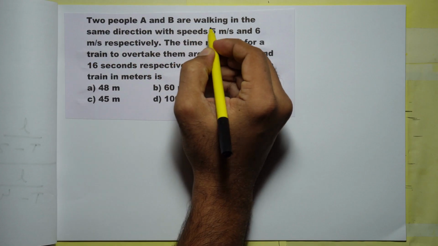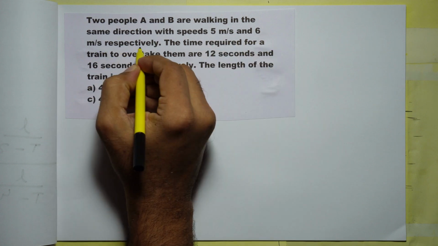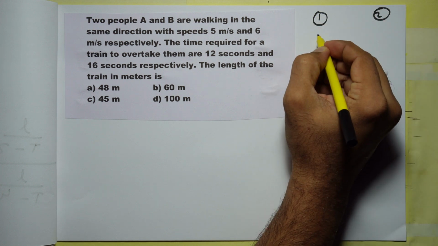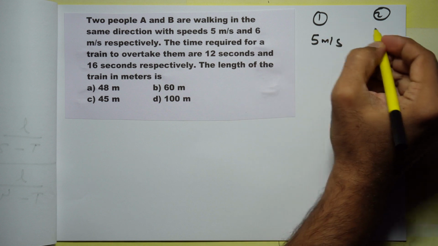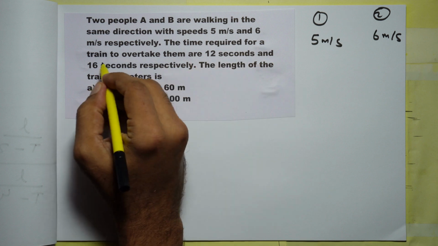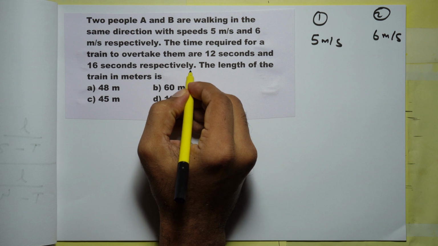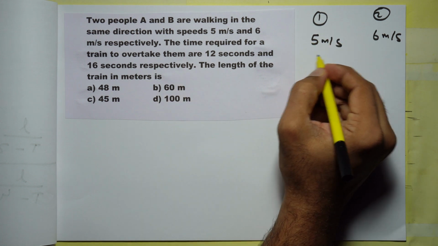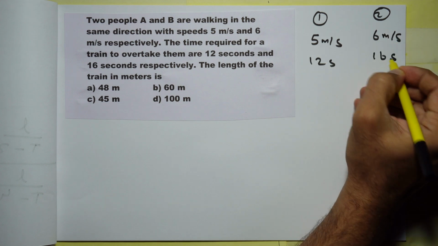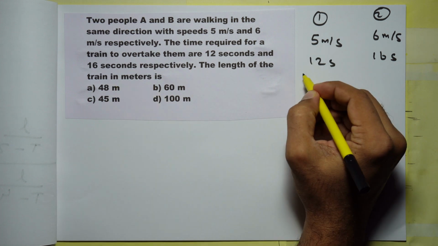Two people A and B are walking in the same direction with speeds 5 meters per second and 6 meters per second respectively. So these are the two people. The first person's speed is 5 meters per second. Other person's speed is 6 meters per second. The time required for a train to overtake them are 12 seconds and 16 seconds respectively. So a train can overtake this person in 12 seconds, and this person, to overtake him, the train requires 16 seconds. The length of the train, that is what we need to find out.